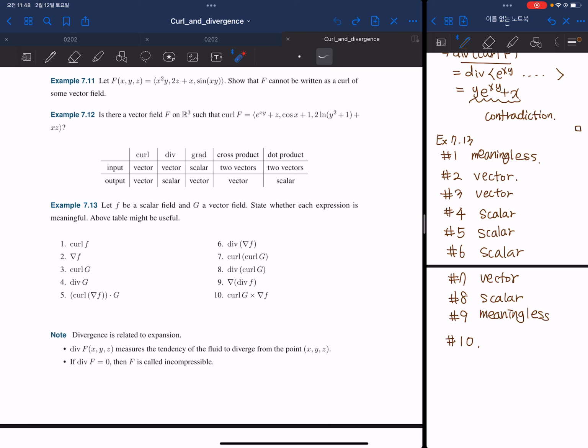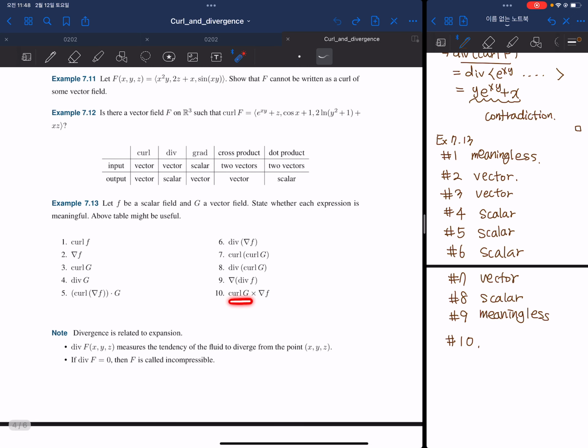And then 10 here, curl of G. Okay, vector, yes, it's okay, it's a vector. And then gradient F, so the scalar becomes a vector. Okay, so we have two vectors, and then we take a cross product, so we have a vector. Yeah, like this you can say which one is meaningful or meaningless, and we need to know whether the resulting things are vectors or scalars, like this.